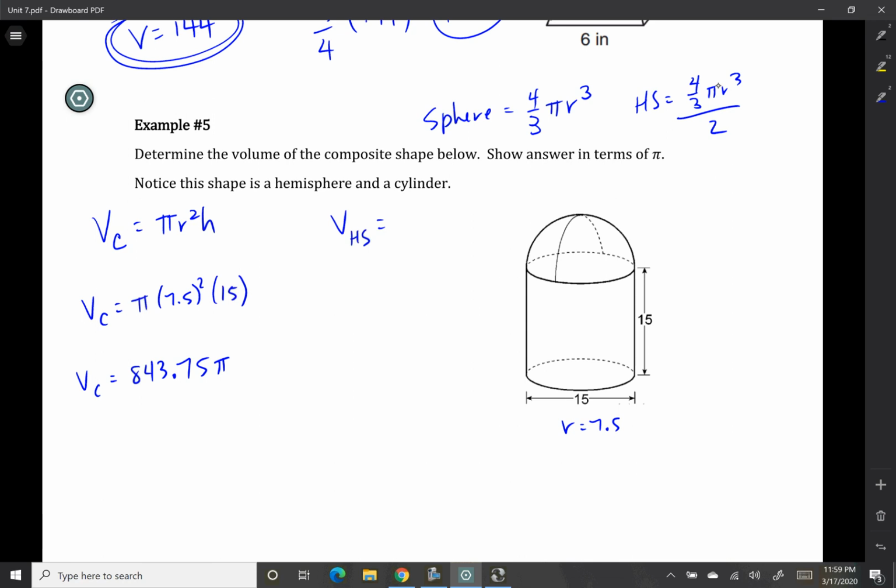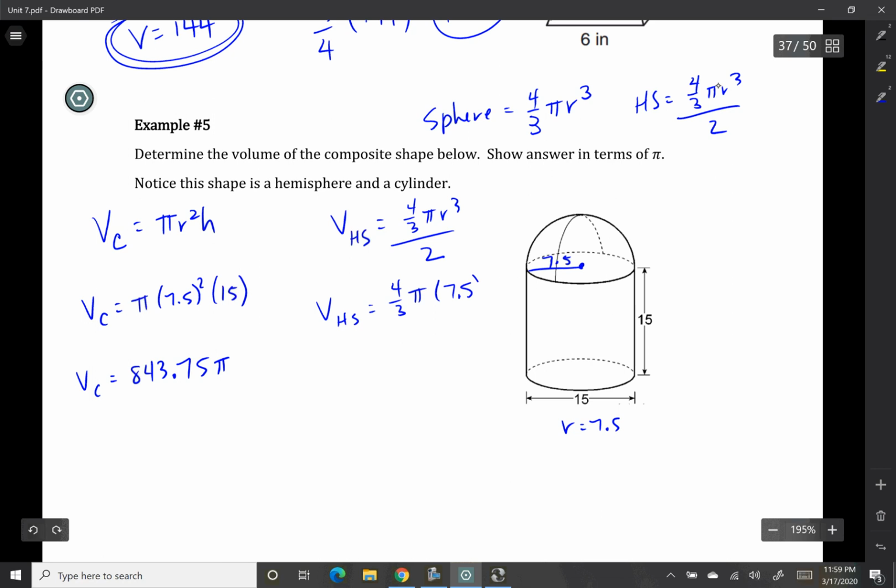The volume of the hemisphere is going to be a little bit harder to figure out. So notice nothing's labeled on the hemisphere, but the nice thing about a cylinder is whatever the base is the same on the top, because both of them are really bases. So this hemisphere actually has a radius also of 7.5, because it's the same radius on top and bottom. So when we plug this in, we have our 4/3 pi r cubed over 2. So I'm going to say the volume of the hemisphere is going to be 4/3 pi times 7.5 cubed over 2.